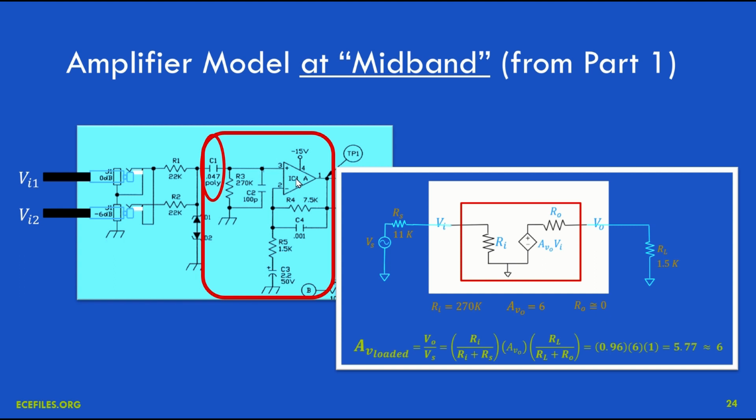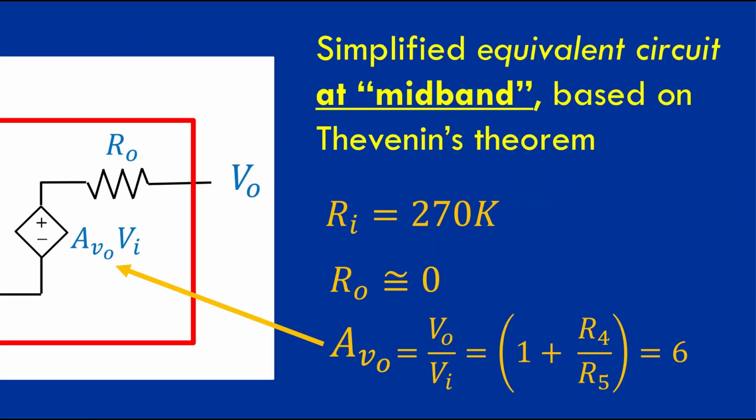So analyzing this circuit at midband, we have an op-amp, signal going into the non-inverting input of the op-amp, the output of the op-amp with a resistor R4, and then a resistor R5 to ground. And we had analyzed that previously and figured out that it has a gain of 6.